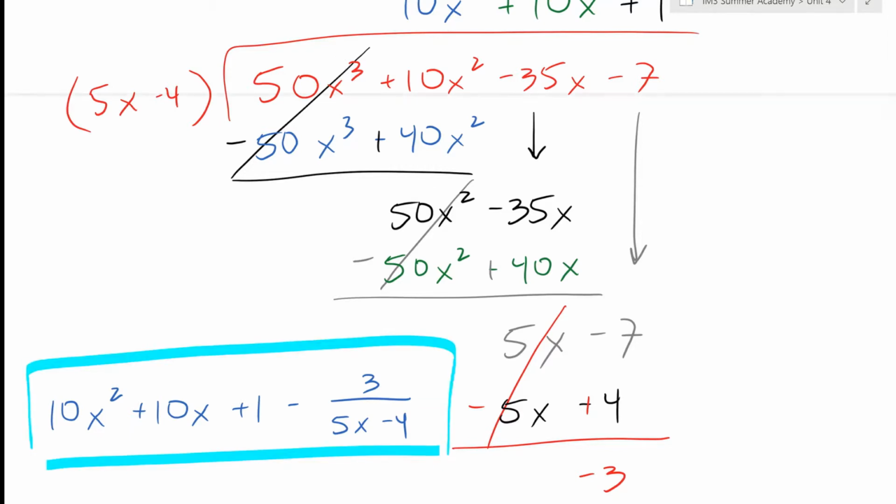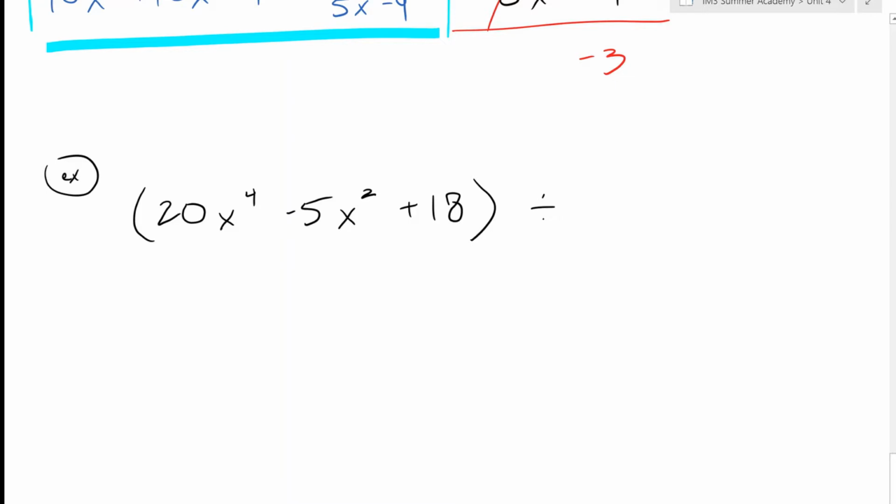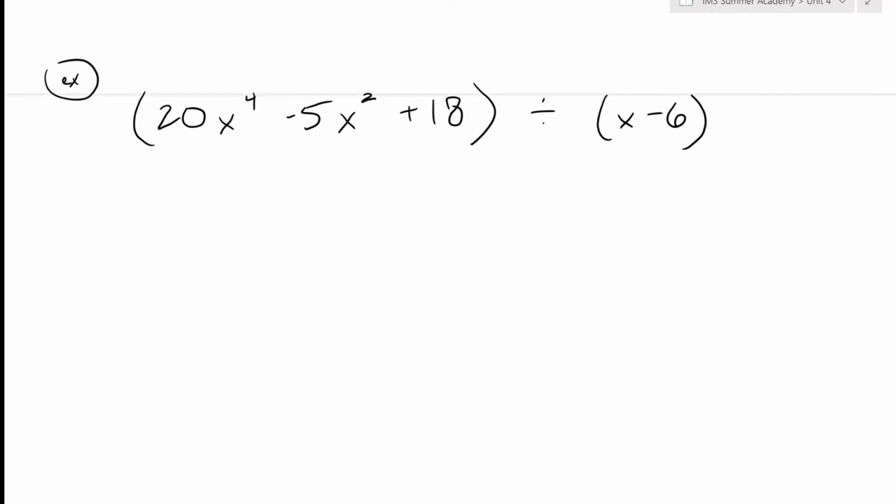All right. One last one, because you'll want to see what happens here. Let's say we have 20x to the 4th minus 5x² plus 18 divided by x minus 6. Now what I want you to notice here is the exponents. We've got x to the 4th, x², and then no exponents. Exponents are missing. You notice there's no x³, there's no regular x to the 1. You still need to write those terms in.